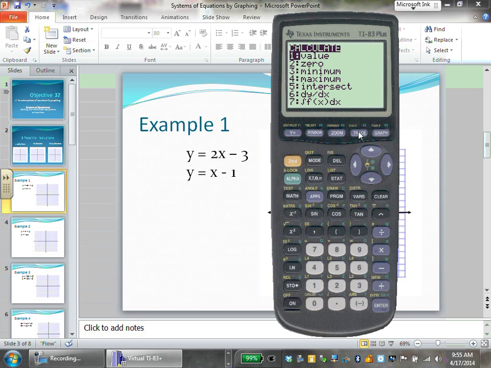Second trace, second calc. Now we want choice number 5. So if you hit the number 5, then you hit enter 3 times. It says first curve, enter, second curve, enter, take a guess, enter, and then it gives you the intersection. Okay?